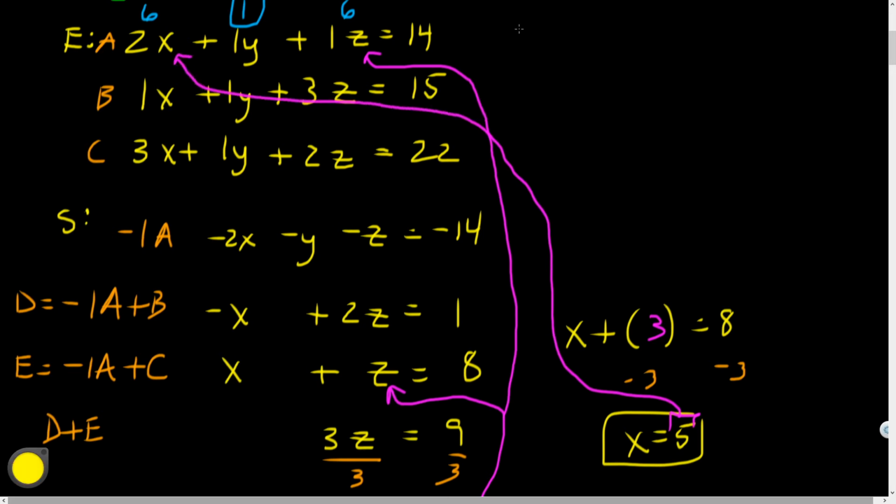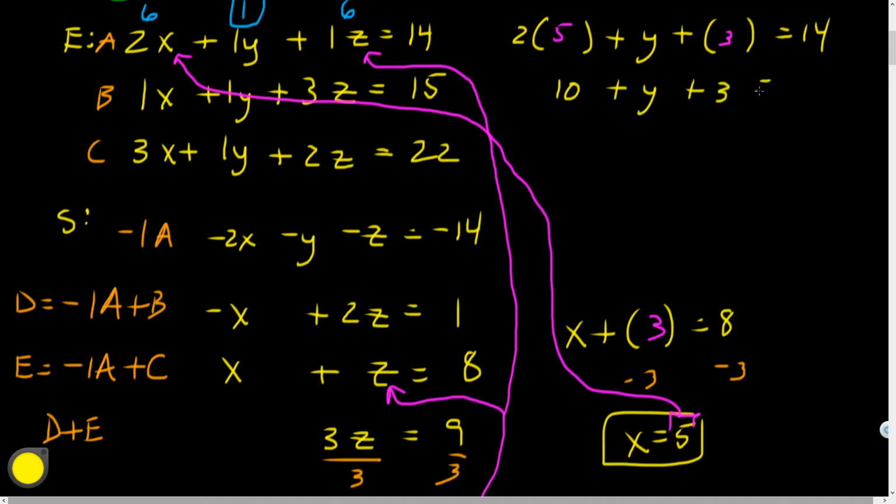And I'll have 2 times x plus y plus z equals 14. z was equal to 3. x was equal to 5. 2 times 5 is 10, plus y plus 3 equals 14. Combine like terms, y plus 13. It looks like a liter of soda is going to cost $1.